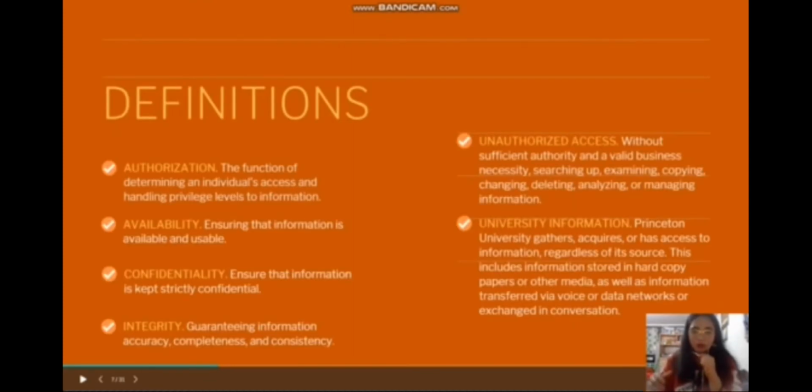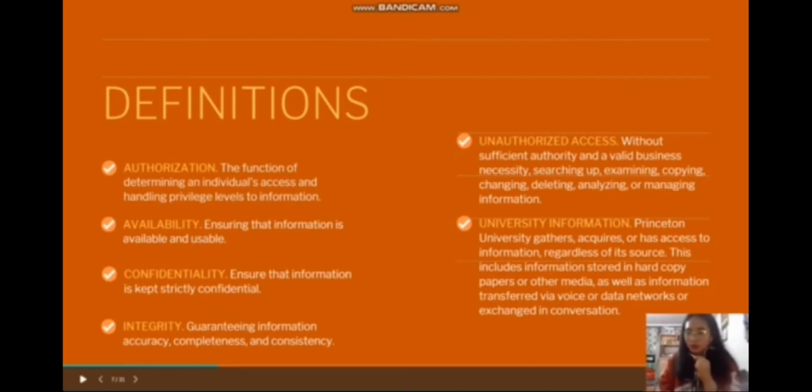Definitions. Authorization: the function of determining an individual's access and handling privilege levels to information. Availability: ensuring that information is available and usable. Confidentiality: ensuring that information is kept strictly confidential. Integrity: guaranteeing information accuracy, completeness, and consistency. Unauthorized access: without sufficient authority and a valid business necessity, searching, examining, copying, changing, deleting, analyzing, or managing information.